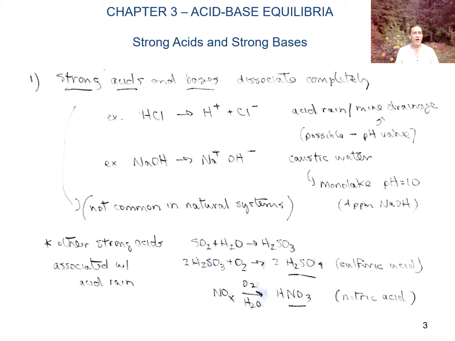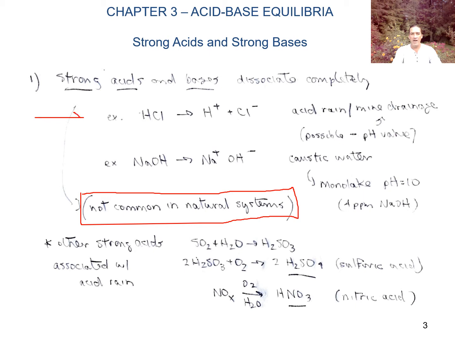So we've defined what an acid and a base is. Now there are two types of acids and bases. The first type is strong acids. We're not going to talk too much about strong acids and bases because they're not very common in natural systems. And it's a good thing because these types of acids and bases have a very dramatic effect on changing the pH of water, which is very hard on biological systems.